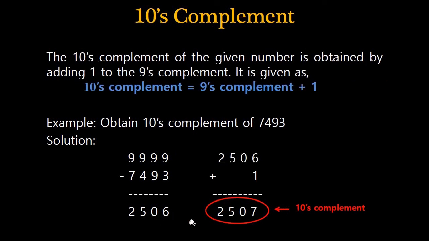Tens complement. The tens complement of the given number is obtained by adding 1 to the nines complement, and it is given as the tens complement equal to the nines complement plus 1. Here again we are taking an example: obtain the tens complement of 7493. As the nines complement of 7493 is shown in the previous slide, it will be 2506, and adding 1 at the last, that will be 2507. It is the tens complement of 7493.